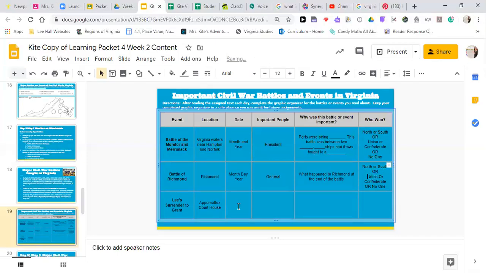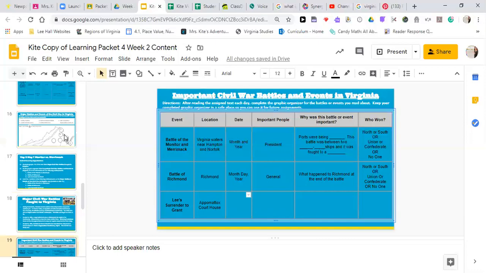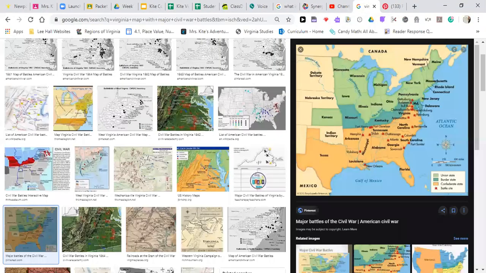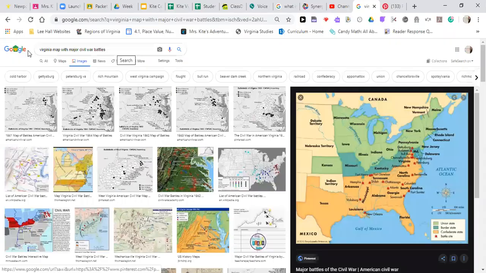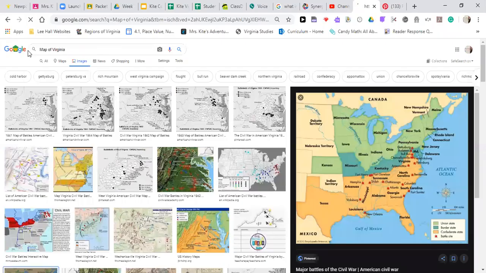Okay, so now Lee surrendered to Grant. We get to read about that next. But before we do, Richmond. If you guys remember our map of Virginia and where our star is, we're going to come over here to our map of Virginia because we can pull up Richmond right away with just a regular map of Virginia, because it is our capital.